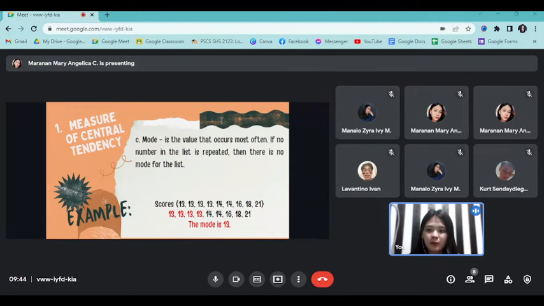So, mode. Mode refers to the value that occurs most often. If no number in the list is repeated, then there is no mode for the list. So, it is the same example dataset as in the mean and median. As we can see in the dataset, 13 is the most frequently occurring number, so it serves as the mode.